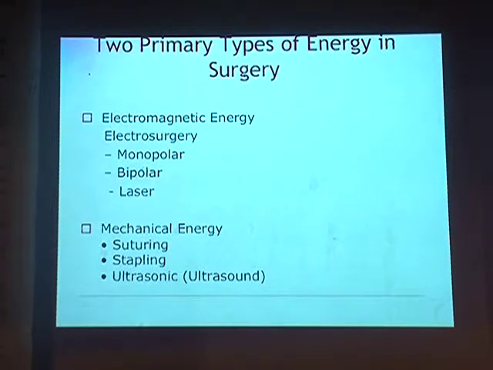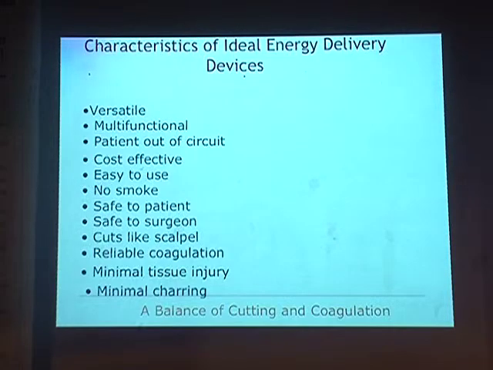Primarily in surgery, we use 2 types of energy sources. One is electromagnetic energy, mostly from electricity, which can be monopolar, bipolar, and so on. The other is mechanical energy, by suturing, stapling, and ultrasound. I'll concentrate on electricity.